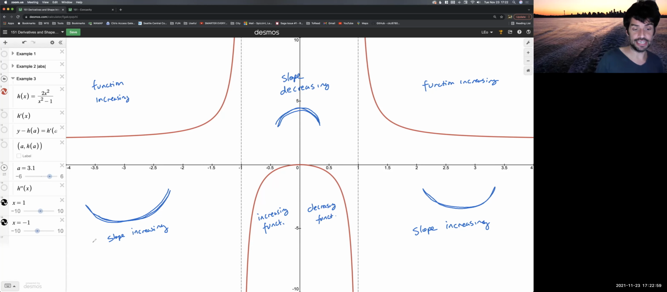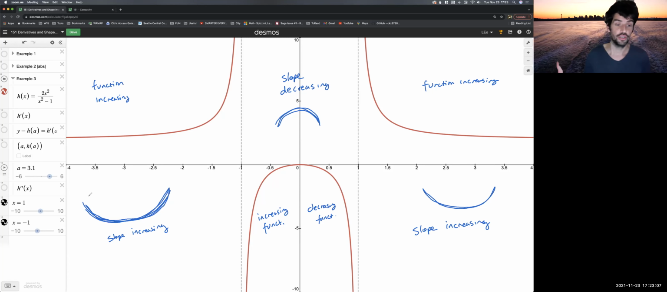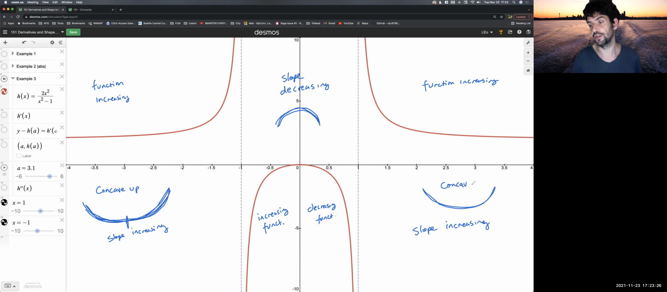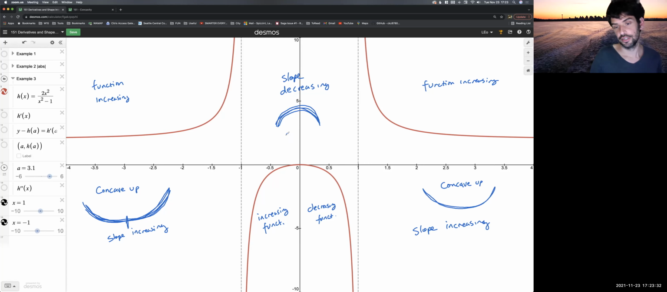So when we have an increasing slope, we always have this kind of shape, you can think of it as part of a cup or a bowl, facing upward. We call this concave up, that shape, or part of that shape. This section here is like half of this. It's this half curving up here, and this is the same thing. This one's concave up as well. And then we call this shape that looks like a hill, an overturned cup, concave down. Okay.